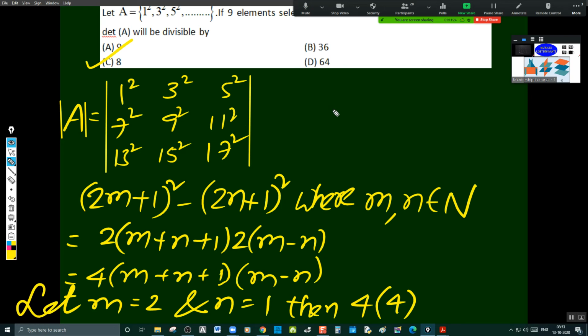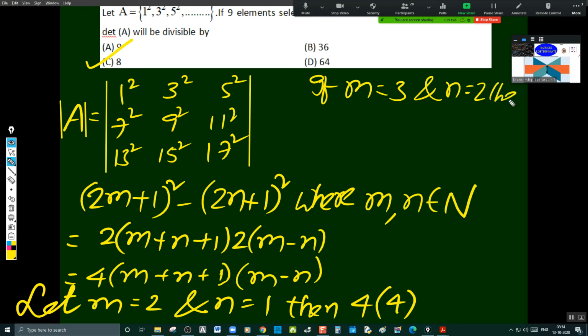Next value, let us try. M is equal to 3 and N is equal to 2. Anyone, please? Then 24. You're getting 24? Yes sir. 4 into it has to be 8. 64 will come for bigger numbers. Yes sir, but not divisible.